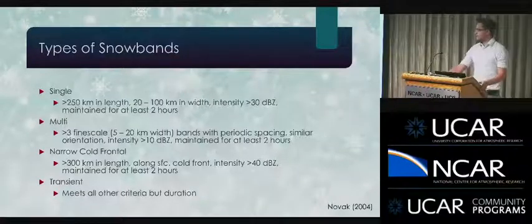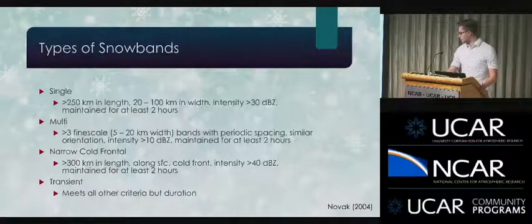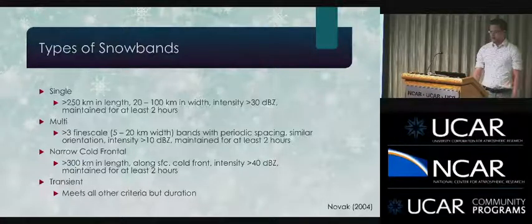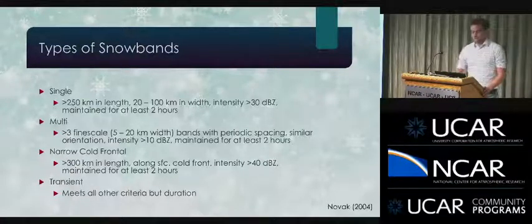There are a few different kinds of snowbands. These definitions are taken from Novak's paper in 2004. So a single band would be a band that's over 250 kilometers in length, between 20 and 100 kilometers in width, with a minimum intensity of 30 dBZ and maintained for at least 2 hours.